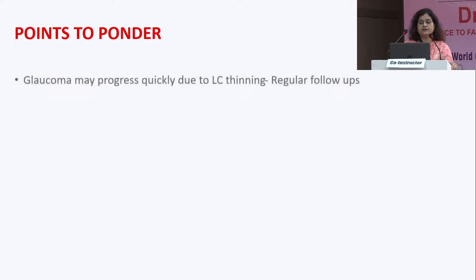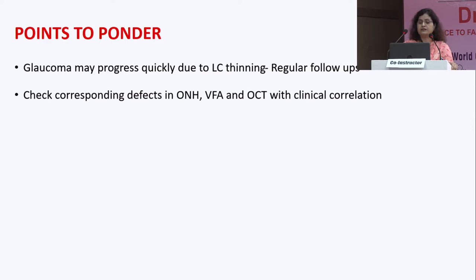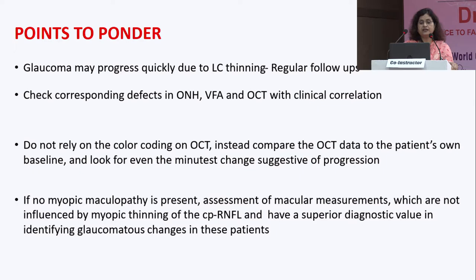Glaucoma may progress quickly due to lamina cribrosa thinning. So regular follow-up is very essential and you have to correlate everything. And one thing about OCT, if you have to perform OCT, then don't rely on color coding. Instead, compare the patient's own OCT in follow-up also. And if there's any progression, or minuscule change suggestive of progression, then you can consider treating the patient. And if no myopic maculopathy is present, then you can consider doing macular OCT.